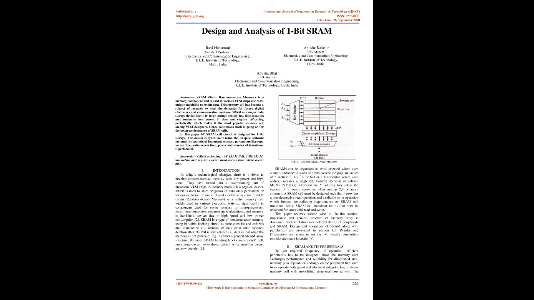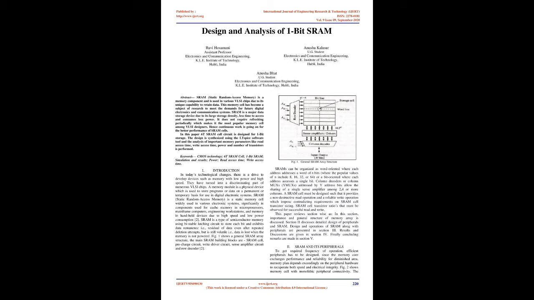In this paper, a 6T SRAM cell circuit is designed for 1-bit storage. The design is synthesized using the VLSI software tool, and the analysis of important memory parameters like read access time, write access time, power, and number of transistors is performed. Keywords: CMOS technology, 6T SRAM cell, 1-bit SRAM, simulation and results, power, read access time, write access time.